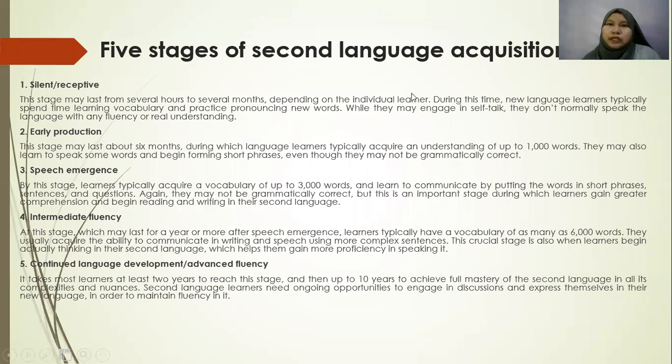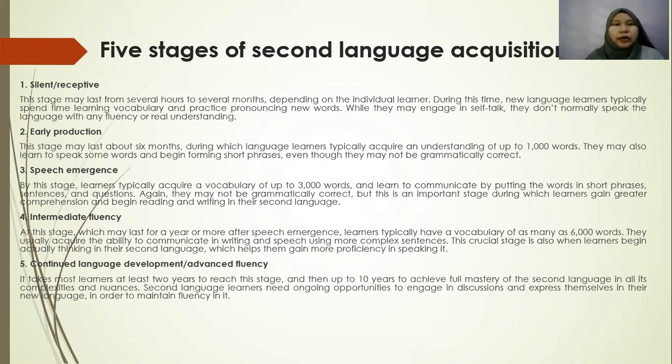So there are 5 stages of second language acquisition. The first is the silent or the receptive stage. This stage may last from several hours to several months, depending on the individual learner. During this time, new language learners typically spend time learning vocabulary and practicing pronouncing new words. So this is the beginning. While they may engage in self-talk, they don't normally speak the language with any fluency or real understanding.